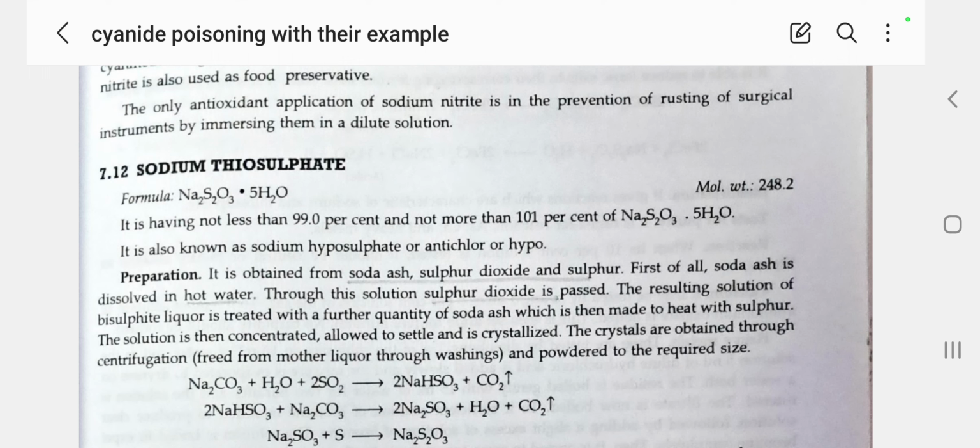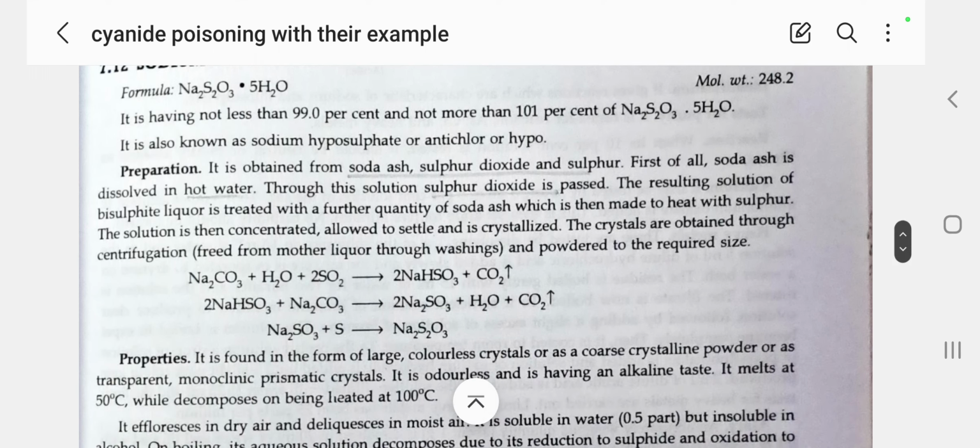For preparation, it is obtained from soda ash, sulfur dioxide and sulfur. First of all, soda ash is dissolved in hot water. Through this solution, sulfur dioxide is passed. The resulting solution of bisulfite liquor is treated with a further quantity of soda ash, which is then heated with sulfur. Next, the solution is concentrated and allowed to settle, and it crystallizes.